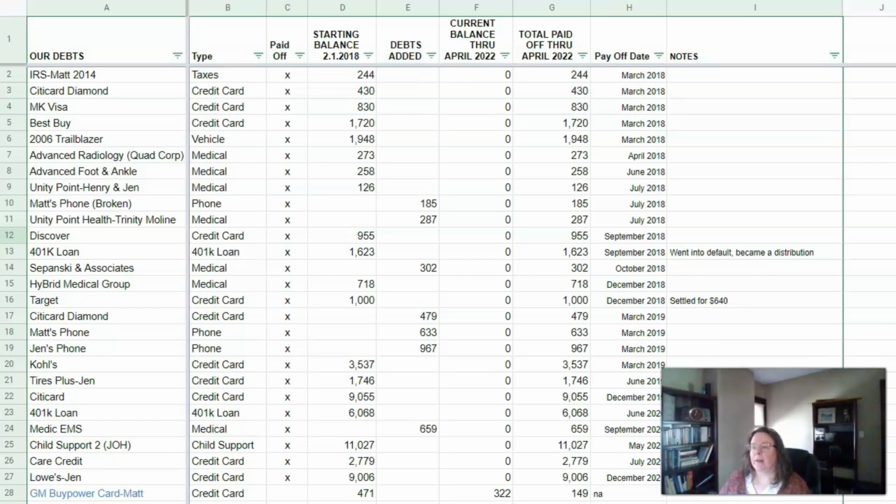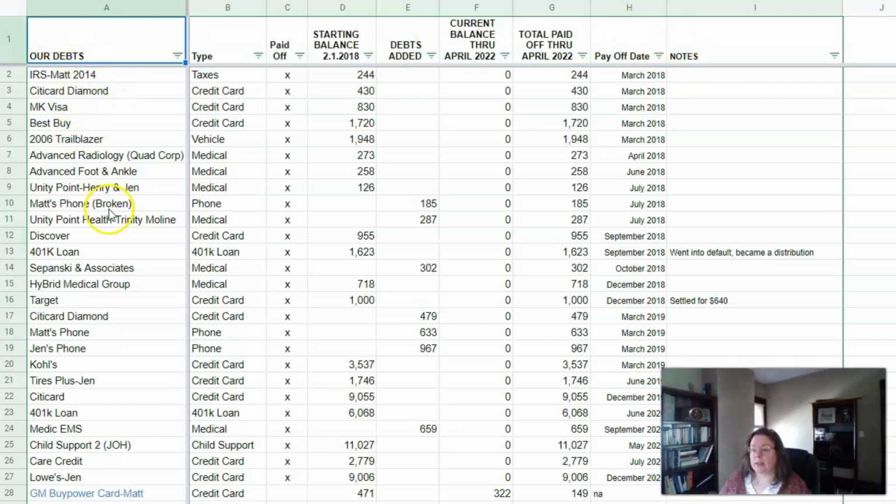So here we have this debt progress spreadsheet that I have been keeping. It's actually in Google Sheets. I've been keeping it for the last few years. I updated it in 2021, but I did not do a debt update video at that time. This is updated through 2022. So let's just talk about the columns.